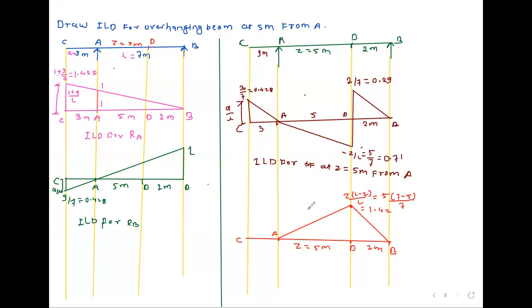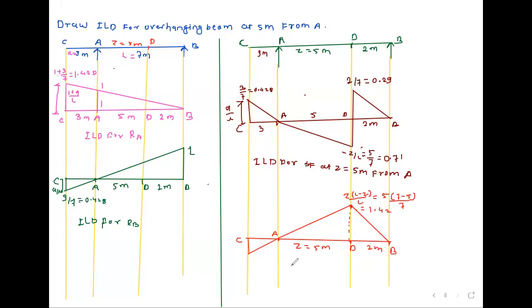1.42. Now this is for A to B, but the A to C part is remaining. So you have to make it rigid. That's why you have to continue this and join this. So this is the ILD for bending moment, and you have to calculate this value.